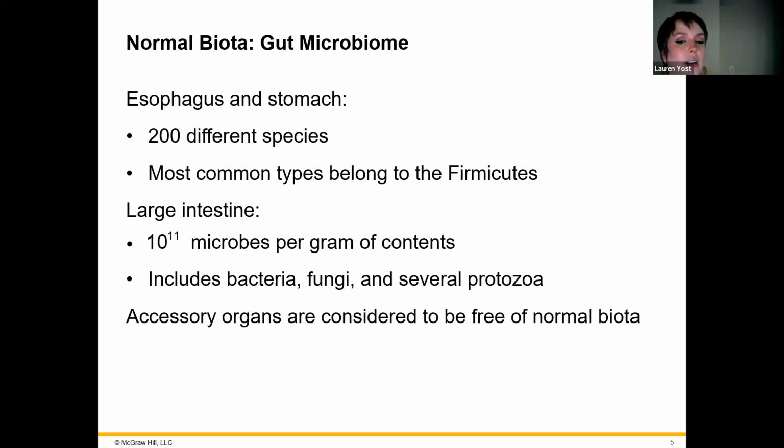We generally think of our accessory organs like your salivary glands, your pancreas, your liver, and your gallbladder as being free of biota, typically.